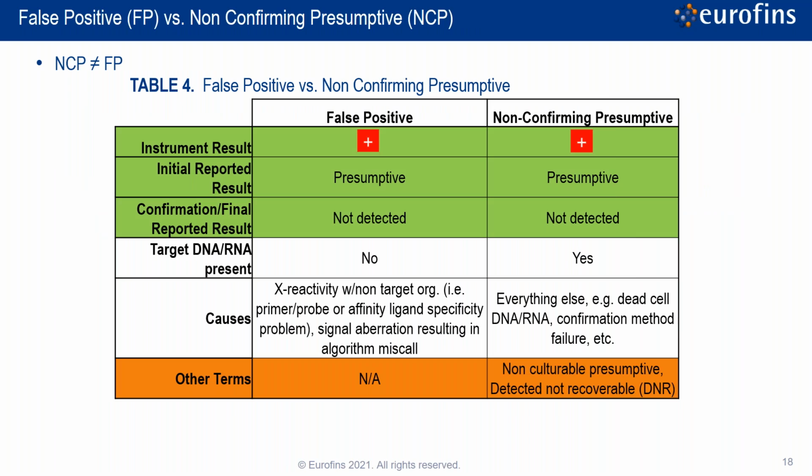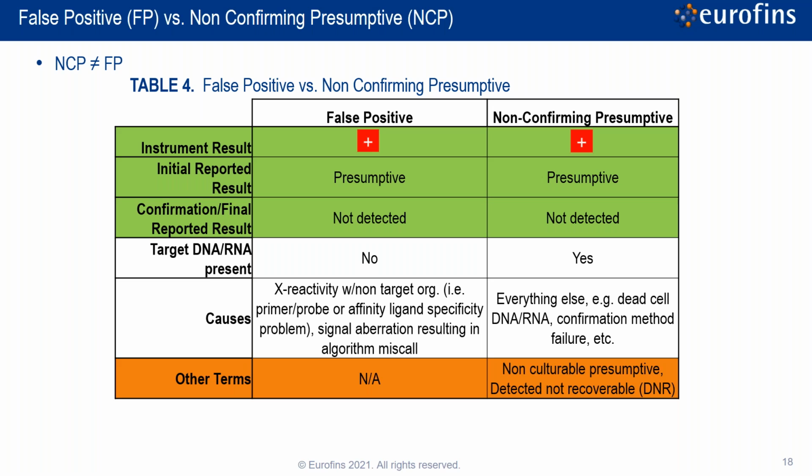Which leads to the next important point here, which is false positives and non-confirming presumptives. It's really critical that people understand that these two things are not the same. They really are in fact very different. I've put together a table here to hopefully help illustrate this, comparing false positives and non-confirming presumptives. If you look at the result that the actual instrument reports out, it's going to be a positive in both cases. The initial result that we will report out will be a presumptive, and the final confirmation result will say not detected. But the difference comes in here.